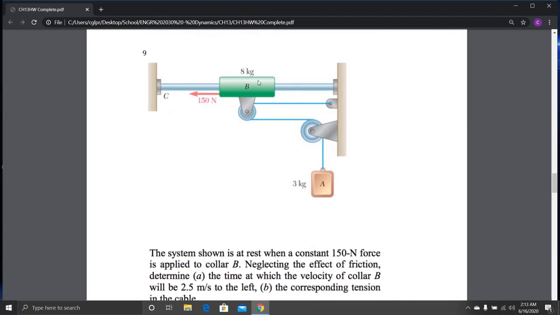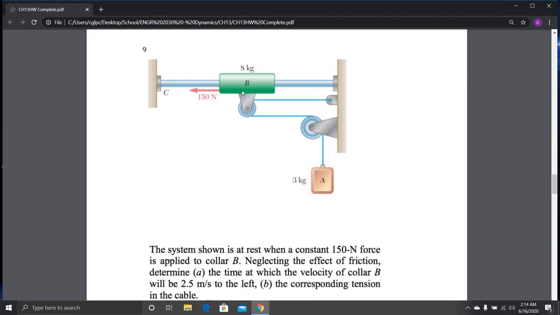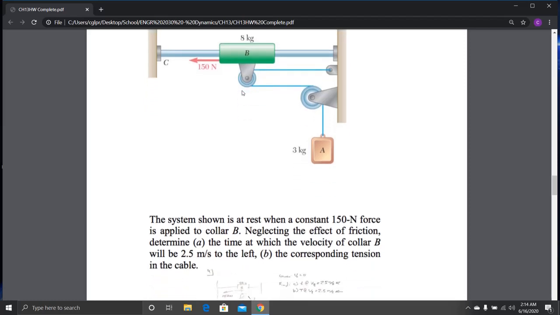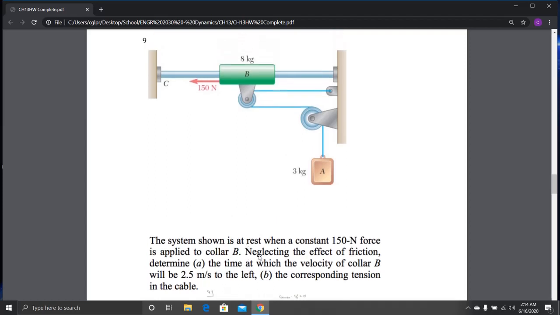Question 9 involves a collar as well as a weight that are attached via a pulley system. Given the masses of both the collar and the weight, as well as a constant force being applied to the collar, I'm asked to find the time it's going to take for B to have a velocity of 2.5 meters per second to the left, as well as the tension in the cable at that time.